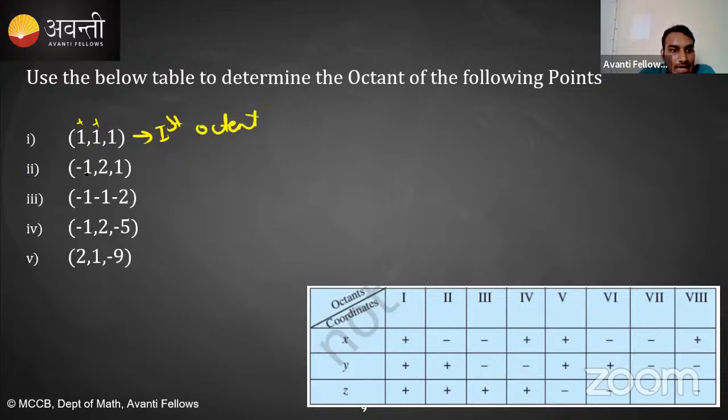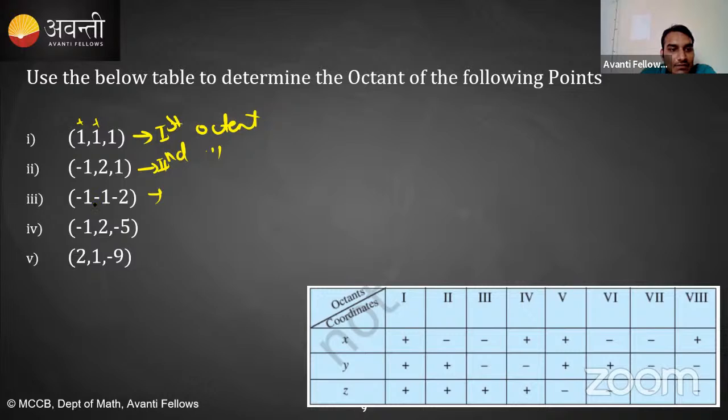Second is -1, 2, 1. How do you identify which octant? Z is positive means it will be one of the first four octants. Now X is negative, Y is positive, so it means second octant. Let's come to the third.